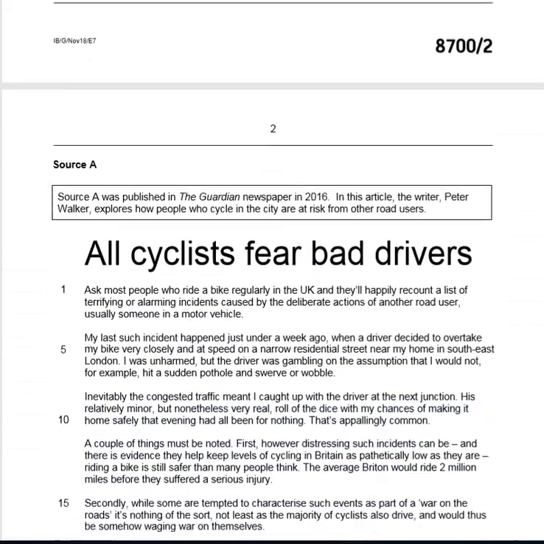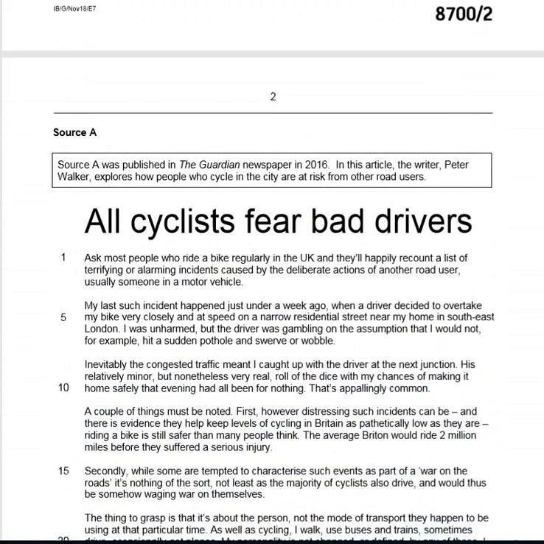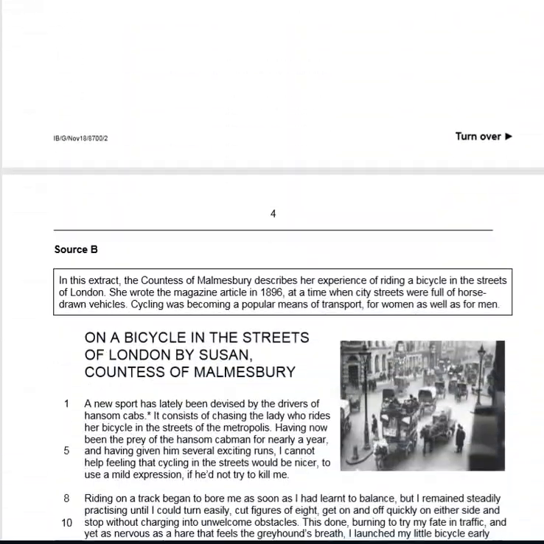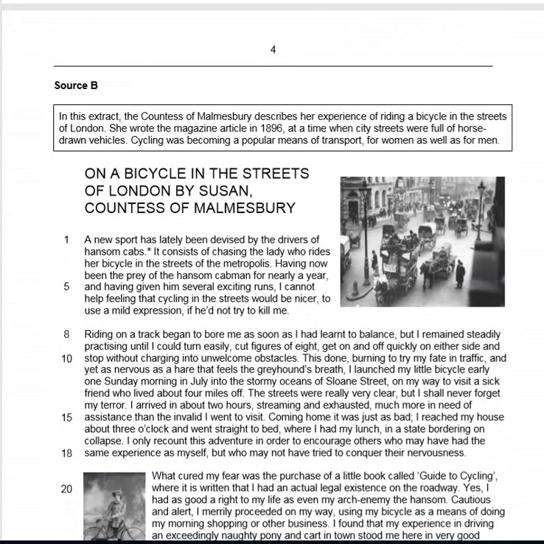Source A, source B. So source A, this one about cyclists. Source A was published in the Guardian newspaper in 2016. In this article, the writer Peter Walker explores how people who cycle in the city are at risk from other road users. Don't worry, I'm not going to read through the full article. And this is source A, this is the article. Then we have source B. So this extract, the Countess of Malmesbury describes her experience of riding a bicycle in the streets of London. She wrote the magazine article in 1896. This is important. So source B is a separate article.